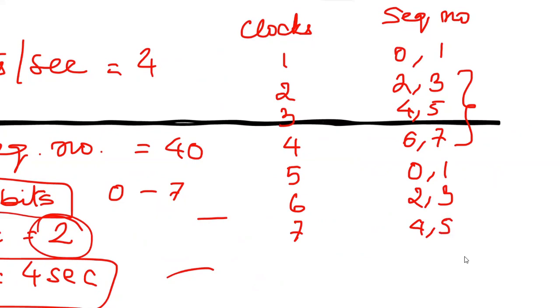So 2, 3, I can reuse only after 4 units of time. 4, 5, I can reuse only after this. So within time T, I cannot reuse the sequence numbers.